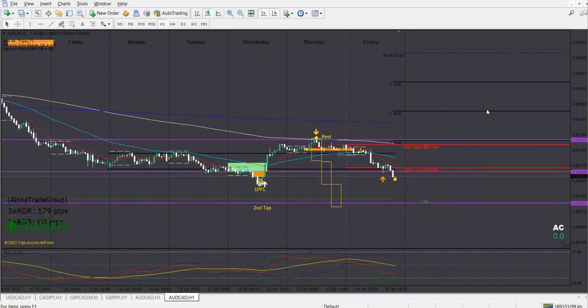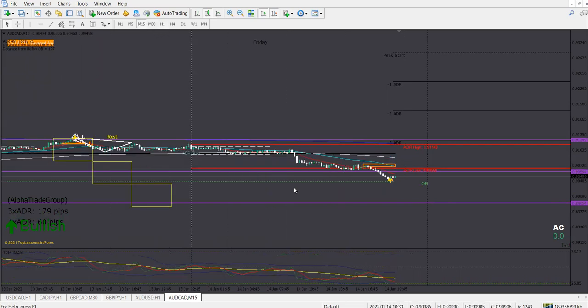Now, I've also said that sometimes with the resets, sometimes it doesn't give us the whole 3 ADR. It might give us 2.5 or something like that. But just have it on there anyway, guys, as your guide, and then mark your areas where you have your major SNR from H4. So let's drop down to M15.